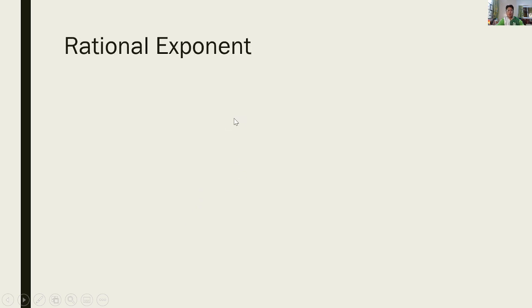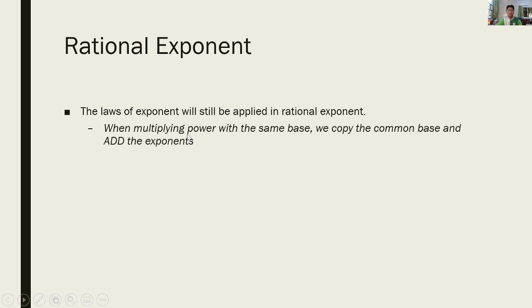Okay, let's proceed now with rational exponent. Ang sabi ko po kanina sa inyo, the laws of exponent will still be applied in rational exponent. Ano-ano ba yung mga laws na yon? When multiplying power with the same base, we copy the common base and add exponents.